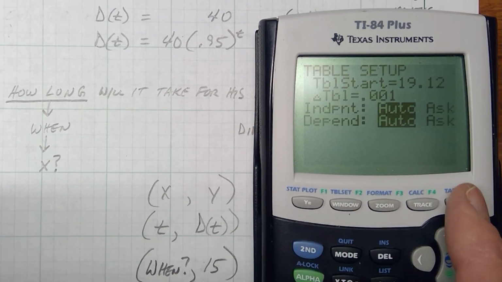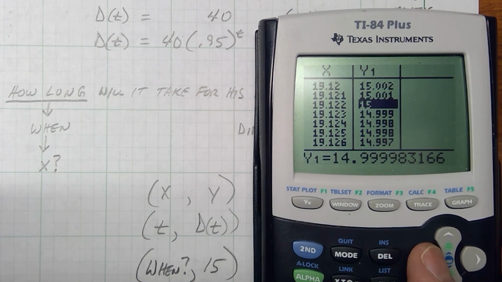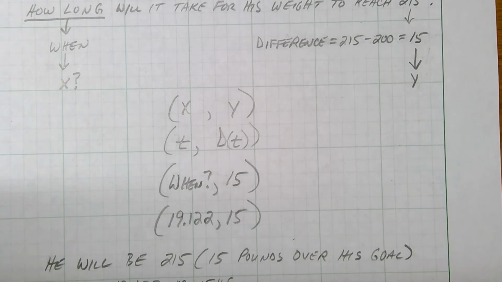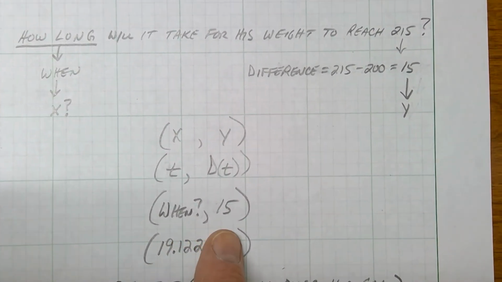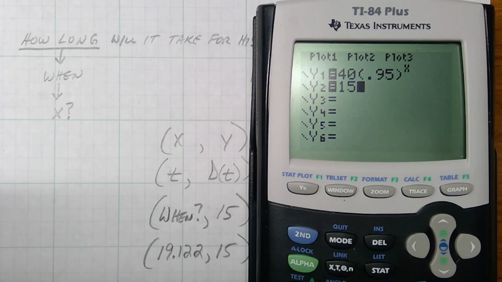Back to our table. And as we take smaller and smaller steps, we finally land right on it. So when is he only 15 pounds overweight? At 19.122 months. So when is he 15 pounds overweight at 19.122 months?